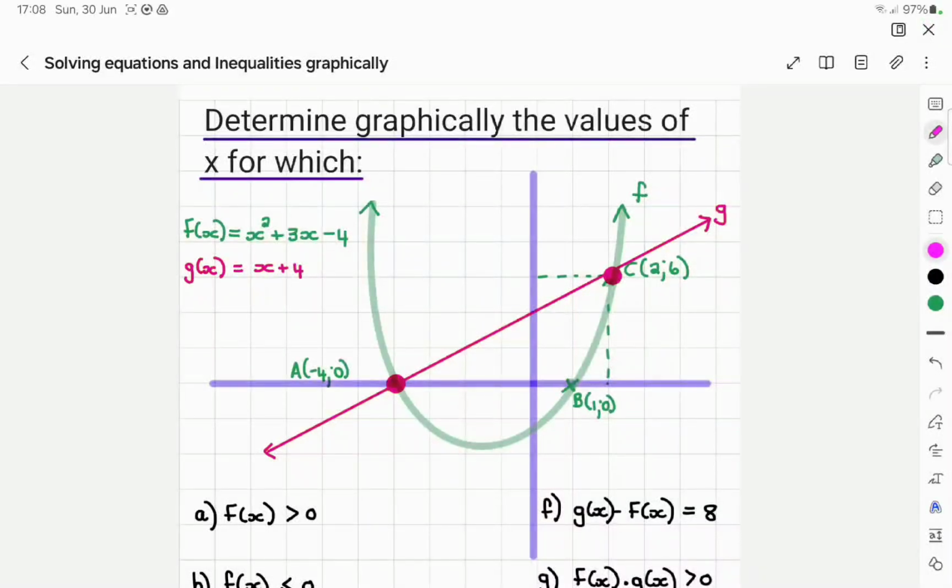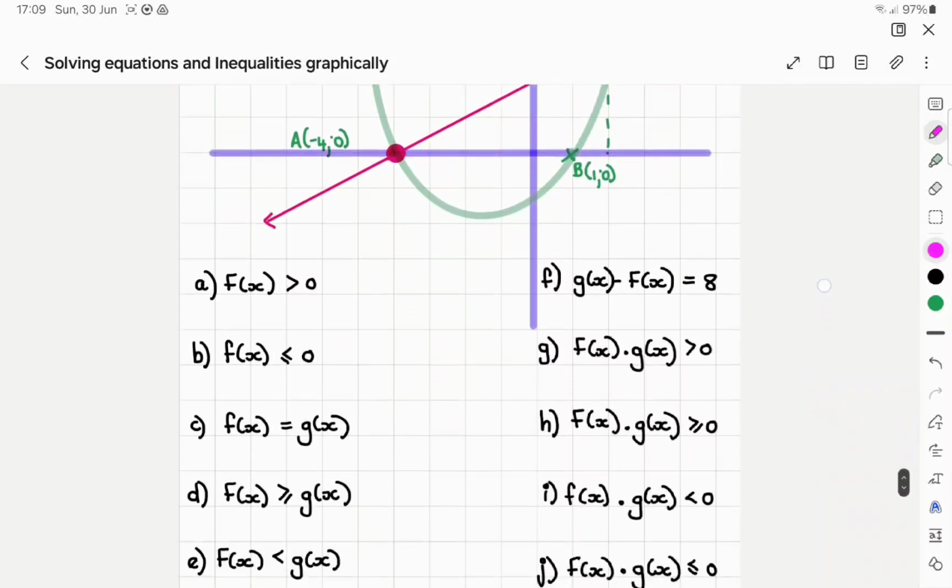Grade 10s and grade 11. So this is mainly focused on grade 11, although we do this for which values of x, solving functions graphically, in grade 10 already. Just this parabola in grade 10, we wouldn't have shifted it left or right. It will always be symmetrical about the y-axis where x is 0. Okay, so that's the only difference.